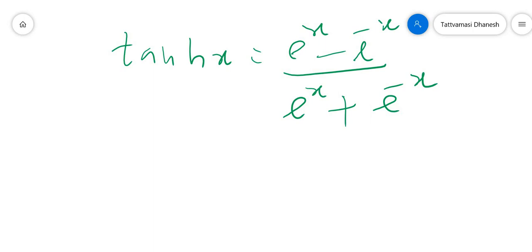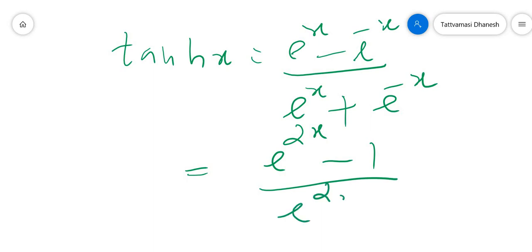This thing, some people will represent it as e raised to 2x minus 1 by e raised to 2x plus 1. So how you get that is, when you multiply e raised to x in both the numerator and denominator, the numerator becomes e raised to 2x and the denominator becomes 1 by the law of exponents. So when you multiply both numerator and denominator with e raised to x, you will get e raised to 2x minus 1 divided by e raised to 2x plus 1.